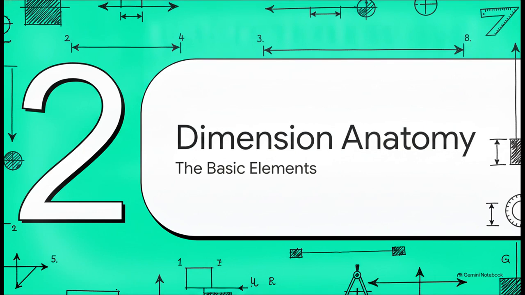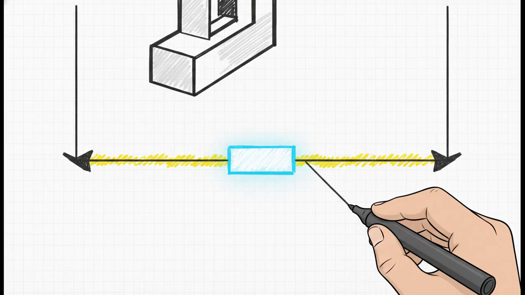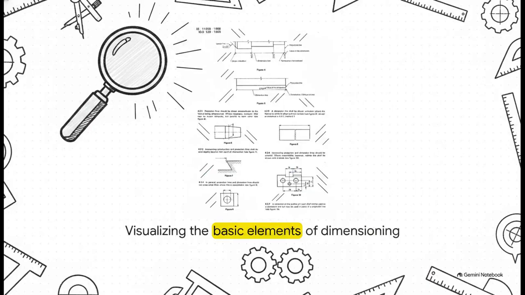Moving right along to Section 2, anatomy of a dimension. Okay, let's break down the actual visual components that make up this engineering alphabet. Just like sentences need nouns, verbs, and punctuation to make any sense, a technical drawing relies on specific lines and symbols to convey undeniable meaning. The core elements we're looking at include projection lines, dimension lines, leader lines, origin indications, terminations, and of course the dimensional value itself. When you see how these basic elements work together in practice, it really clicks.